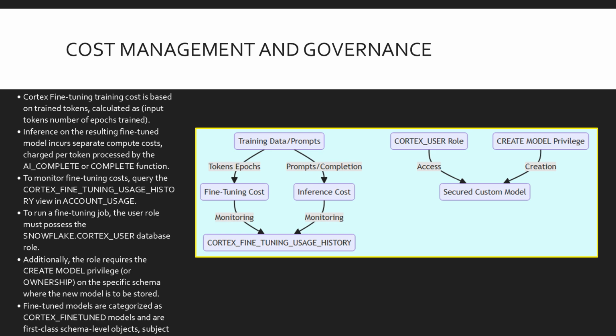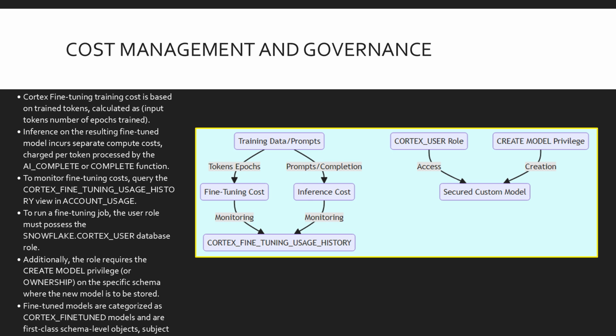We learned that training cost is based on trained tokens times epochs, and is monitored via Cortex_fine_tuning_usage_history. Governance requires the Cortex_user role and create model privilege on the schema.